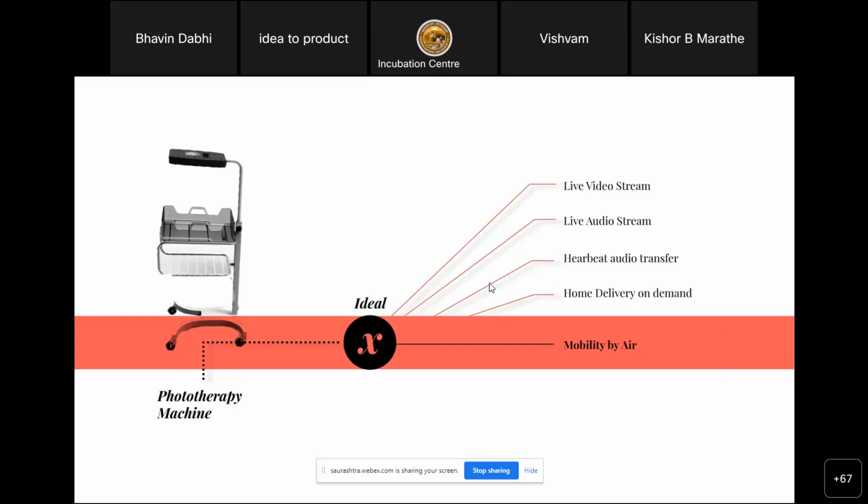And the idealism says it needs to be mobility by air. Suppose it is demanded at village places, and if somebody can travel in a non-emergency condition via a drone, or via air travel, then in a neonatal emergency, this kind of technology, this kind of instrument needs to travel, mobility by air and home demand kind of scenario. If we generate this future in the Indian healthcare segment, then that is the future in which all our youth should work.